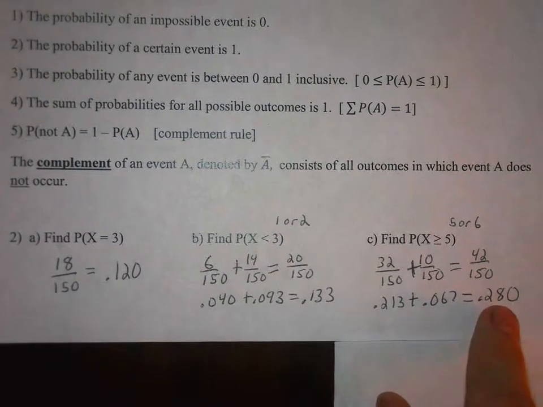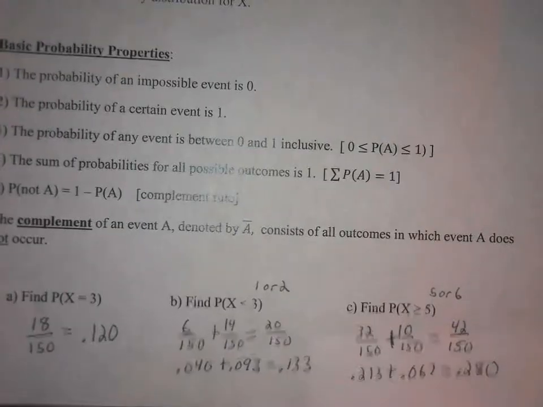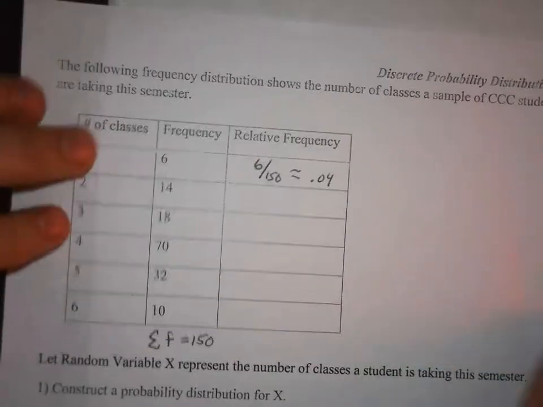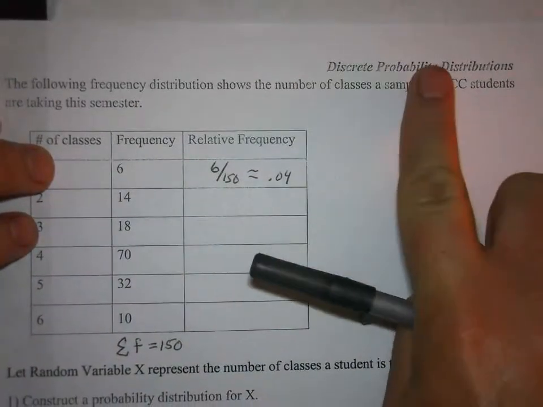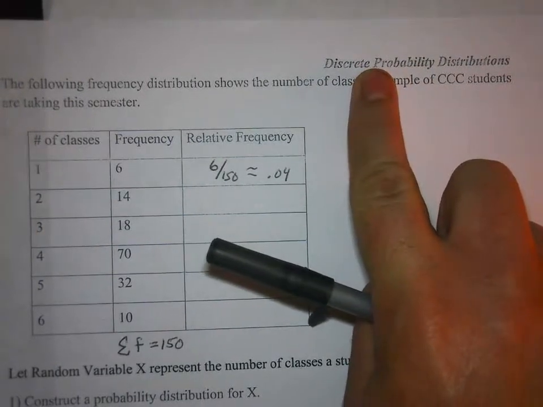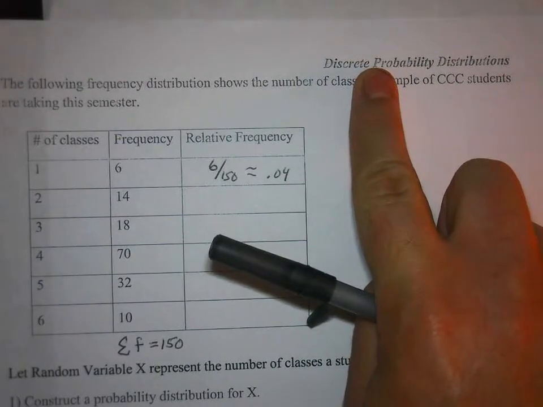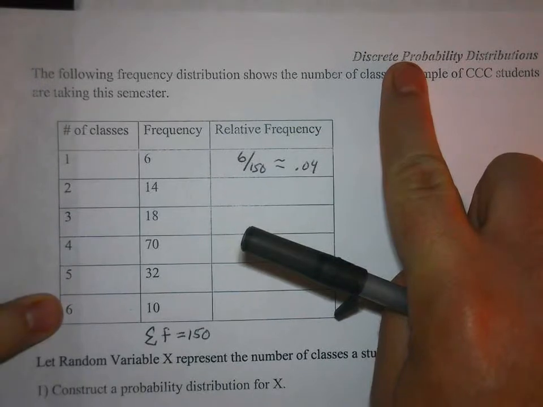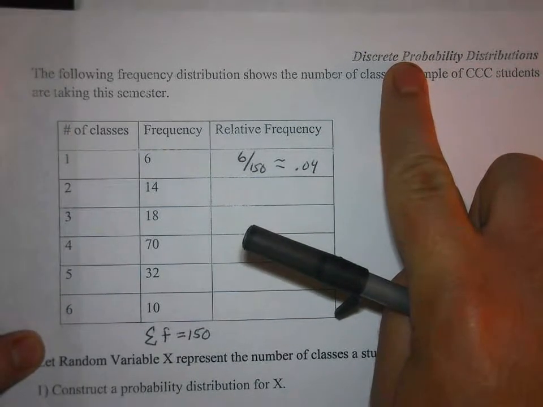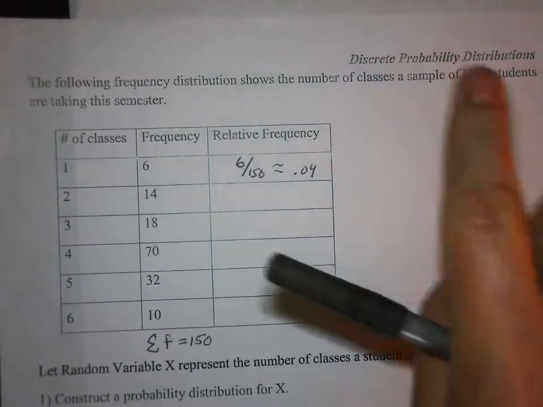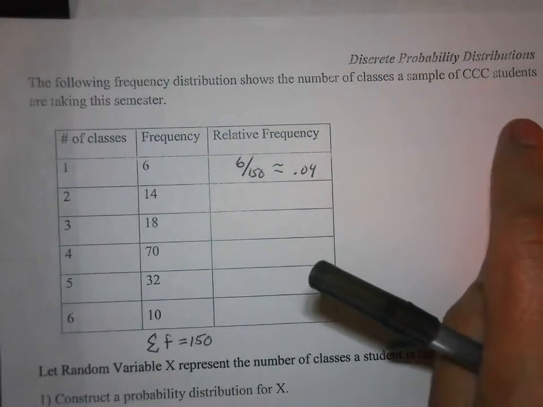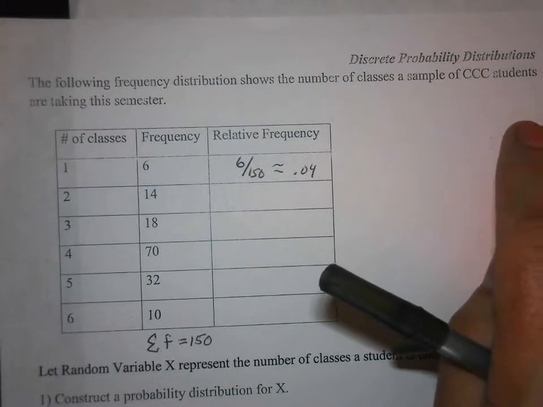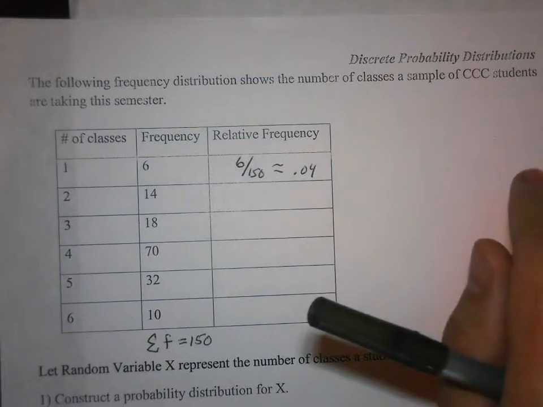That's just a basic example of working with a discrete probability distribution. All that discrete means is there's a countable number of outcomes. The number of classes a student takes were 1 through 6, which are a countable number. This is compared to a continuous distribution, like the normal curve, where it's a continuous axis rather than discrete.